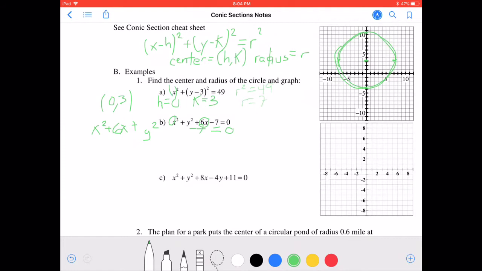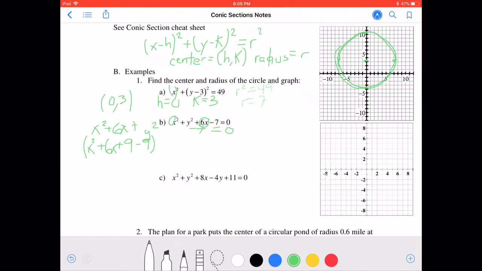I have a fast way of doing this, and notice that we don't have any numbers out in front of x squared or y squared, so we don't have the more complicated version. But we have x squared plus 6x. We take half of 6, which is 3, and square it. So plus 9 minus 9.